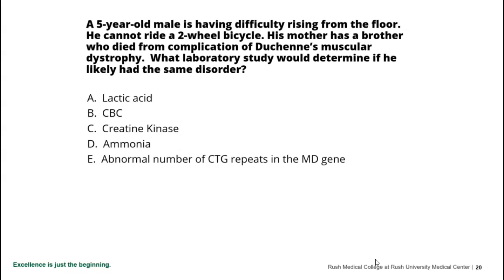So a 5-year-old male is having difficulty rising from the floor. He cannot ride a 2-wheel bicycle. His mother has a brother who died from complications of Duchenne's muscular dystrophy. What laboratory study would determine if he's likely to have the same disorder? And the correct answer is creatine kinase, or CK.